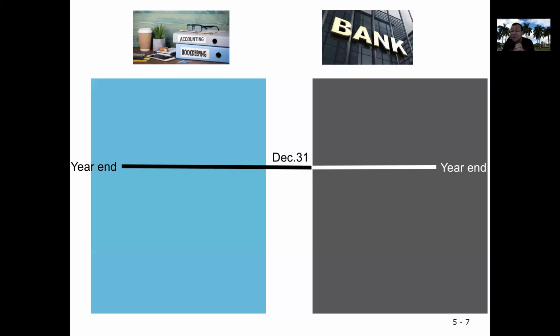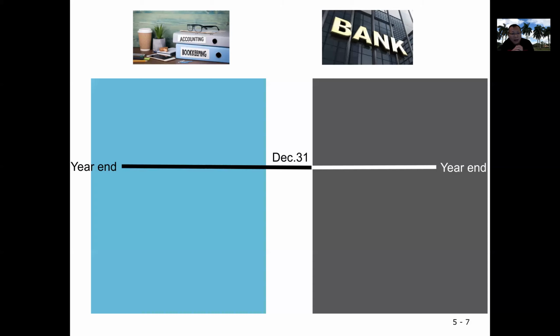However, in real life, in most situations it's most likely that these two balances, according to the bookkeeper versus according to the bank, do not agree with each other. Why? I'm going to show you why. We have to do a bank reconciliation to figure out the correct cash balance that you are going to report on a financial statement. Here I'm going to use some simple scenarios to show you the reasons for the discrepancies between the two balances.